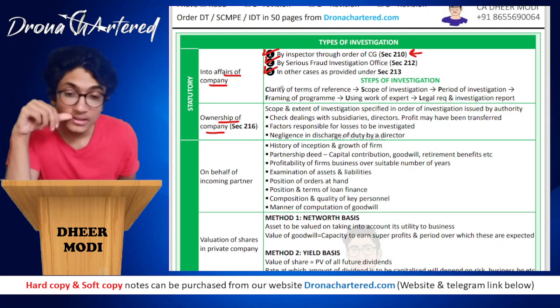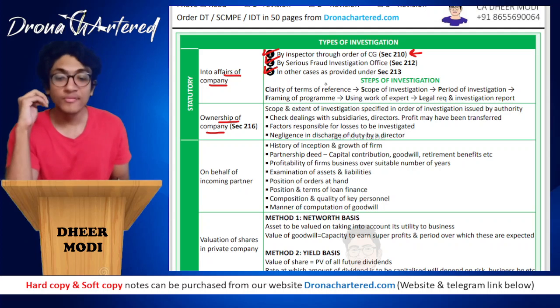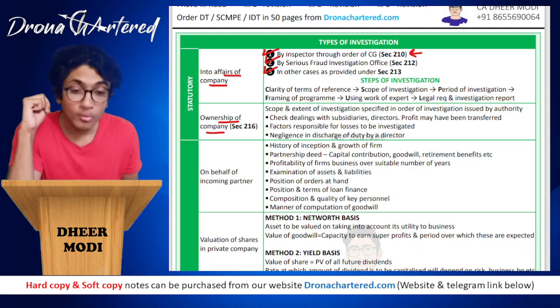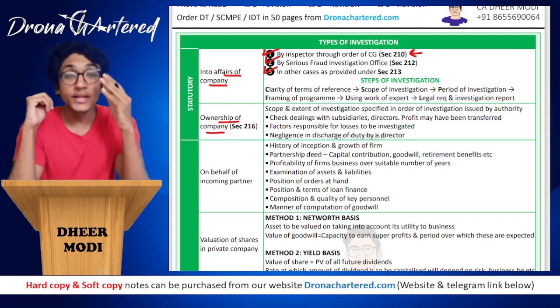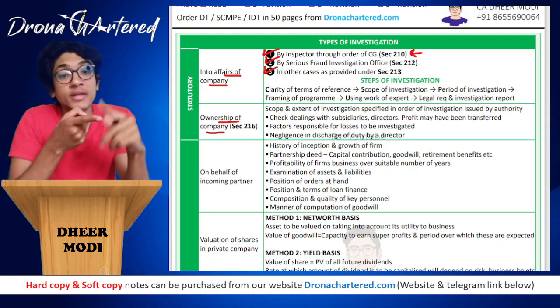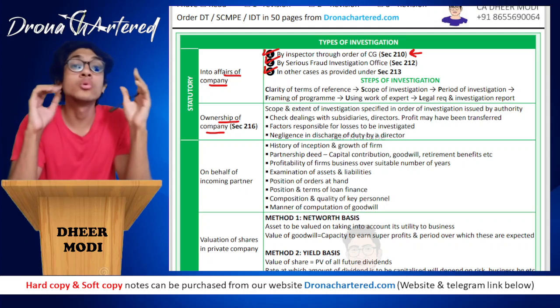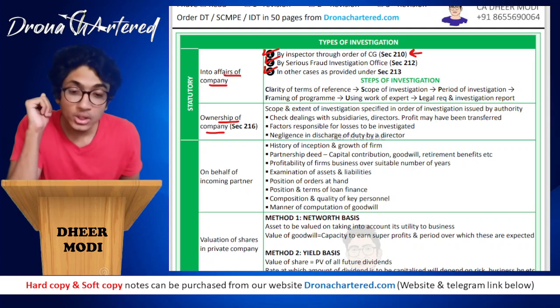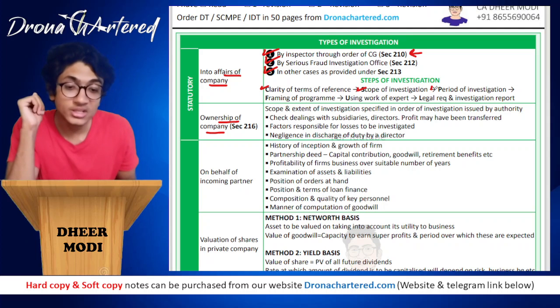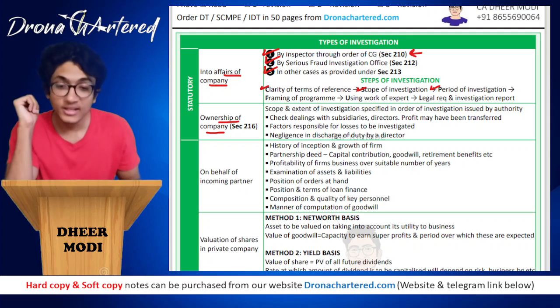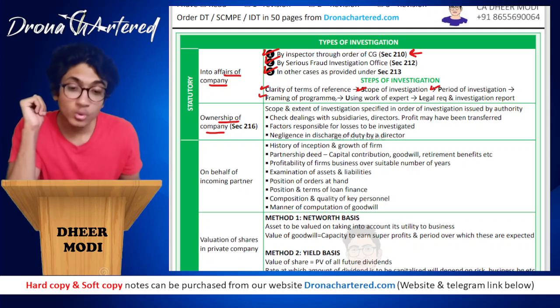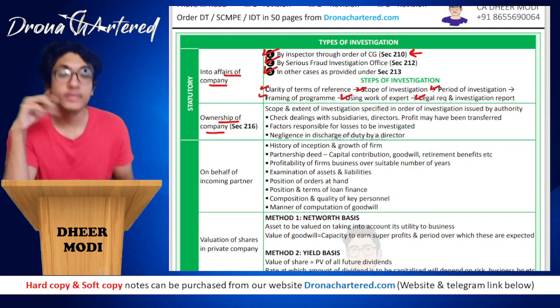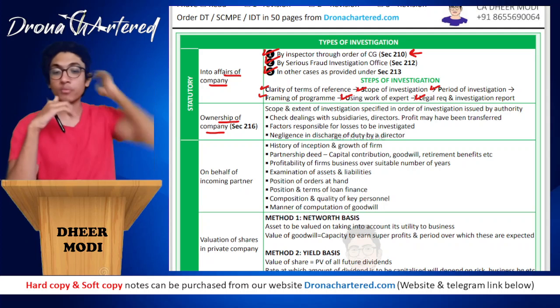Steps of investigation: first is clarity of terms of reference. Second is your scope of investigation. Now remember, whenever you are writing your steps of investigation, any steps, any processes, you are not allowed to mix the points. You have to write them one after the other. So first is your clarity of terms of reference. Second is your scope of investigation. Third is your period of investigation. Fourth is framing of program. Fifth is using work of expert, and last is your legal requirements and your investigation report.